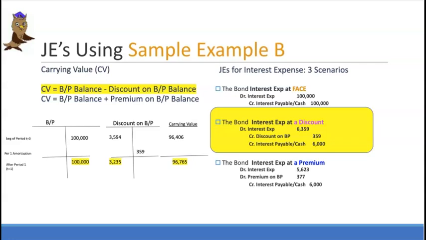Then after the first period's amortization of the discount, the new balance at t equals 1 is $96,765, based on the same bonds payable balance of $100,000 and the new discount on bonds payable account balance of $3,235. Note that the carrying value continues to increase as the amortization of the discount is recorded throughout the life of the bond until the CV equals the bonds payable account balance. That will happen at the maturity when the discount on bonds payable account will show a balance of 0.